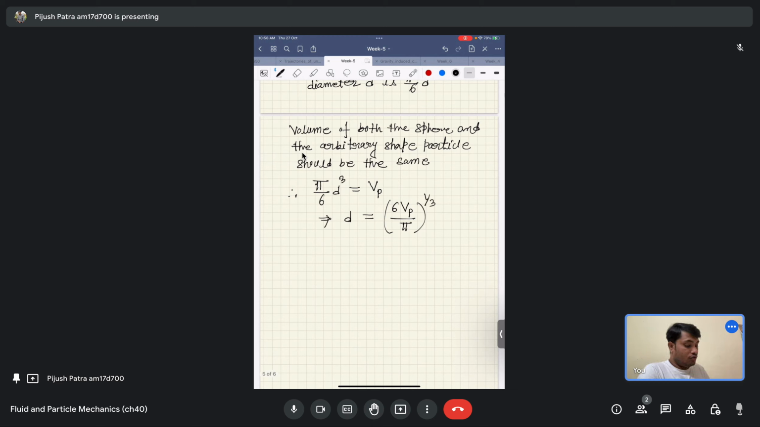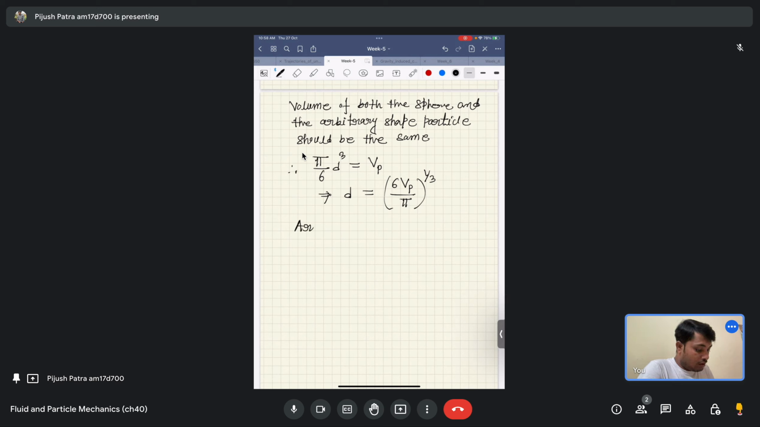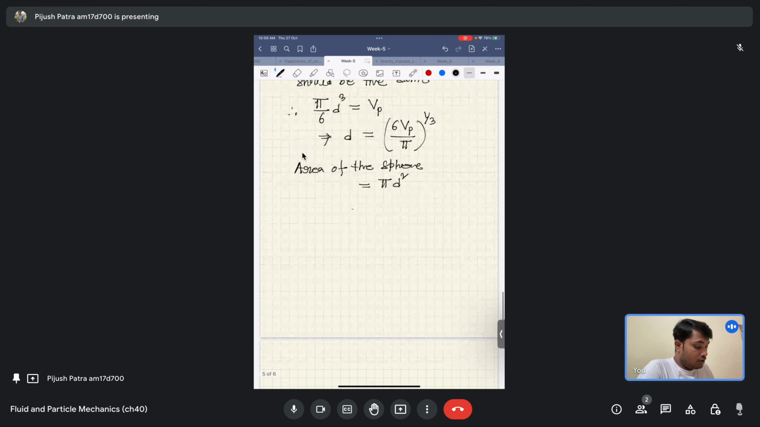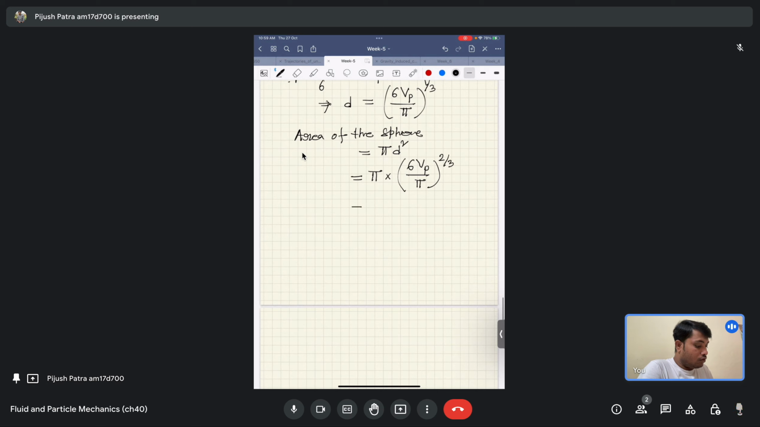The area of the sphere is equal to pi d square, right? So that is pi into 6 Vp by pi, the whole to the power 2/3. So it comes as pi to the power 1/3 into 6 Vp, the whole to the power 2/3.